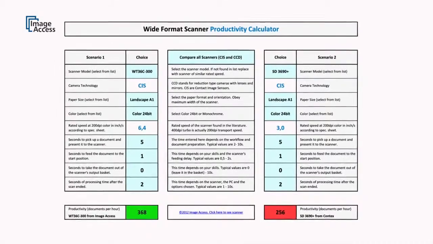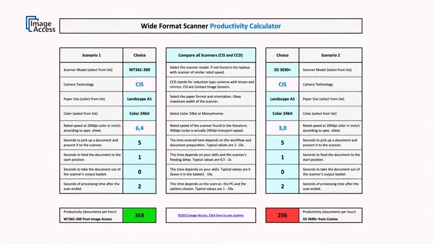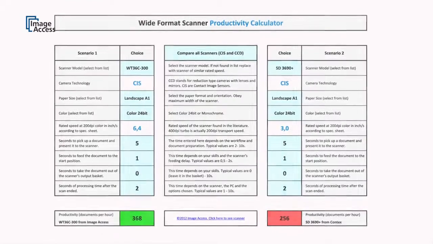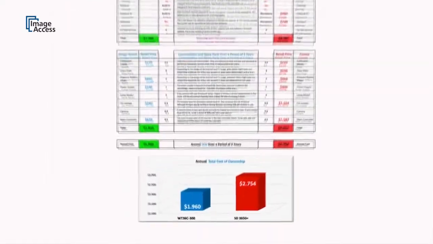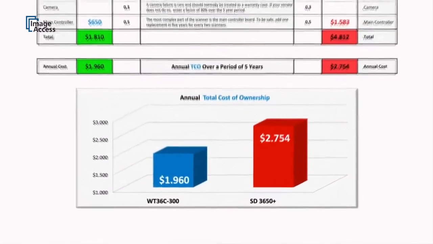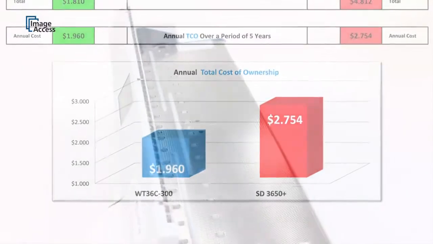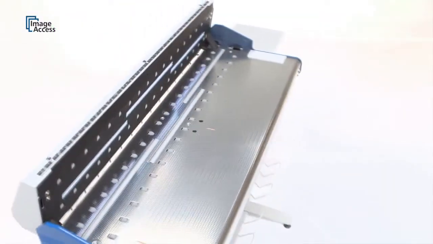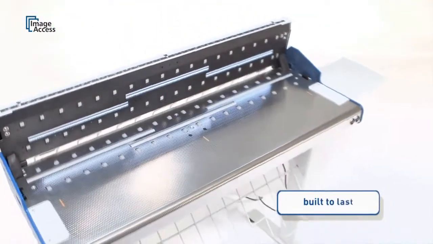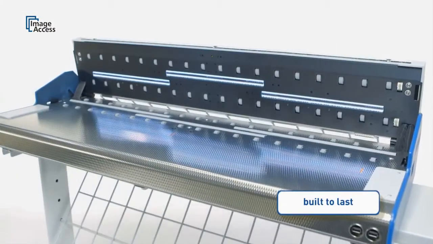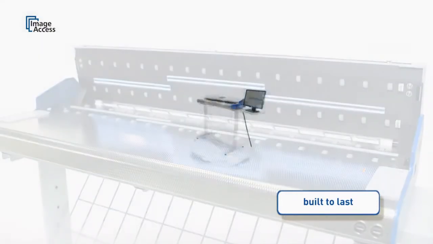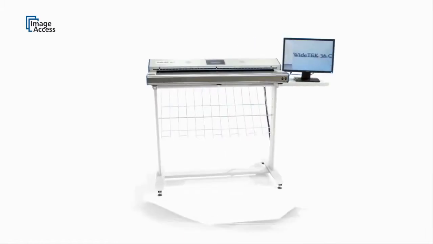Compare the WideTEK 36C against the competition and make educated decisions with the use of our free online tools, the productivity calculator and the total cost of ownership calculator. The WideTEK 36C is built to last for millions of scans with little or no maintenance requirements. Exactly what you would expect from a quality product made in Germany by Image Access.